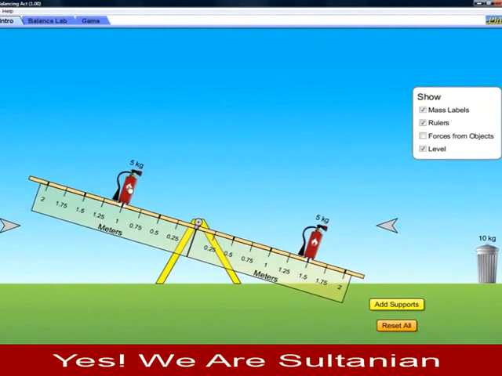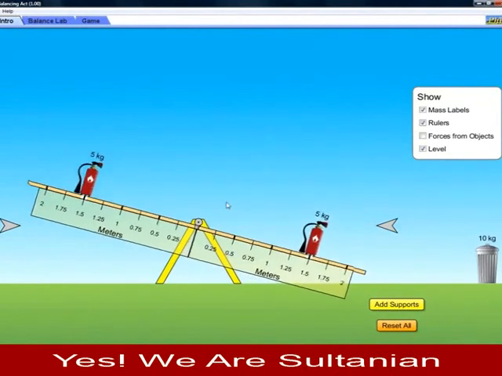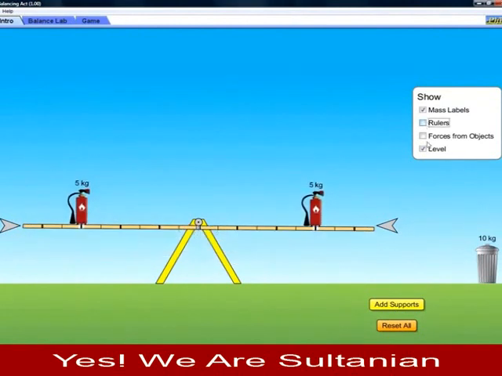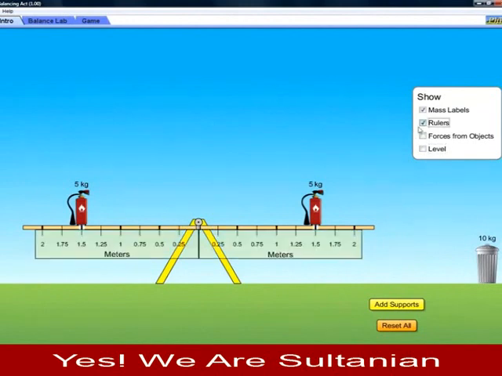Not level. So far, not rocket science, okay? A moment then, simply, let's just turn this off because it's confusing. A moment is a turning force around a pivot, and it has two components. It has a force, in this case giving it a mass of 5 kilograms, which of course you will know is a force of 50 newtons. If you don't know, ask me why.